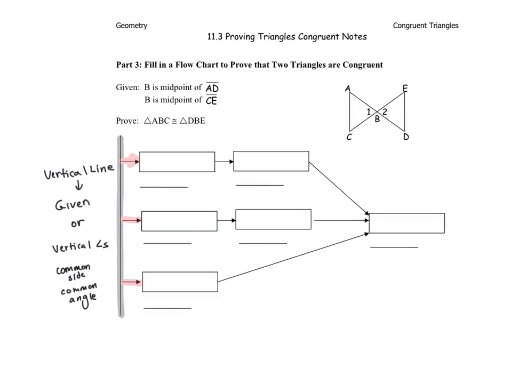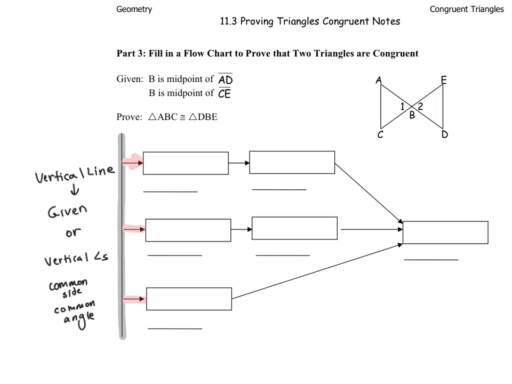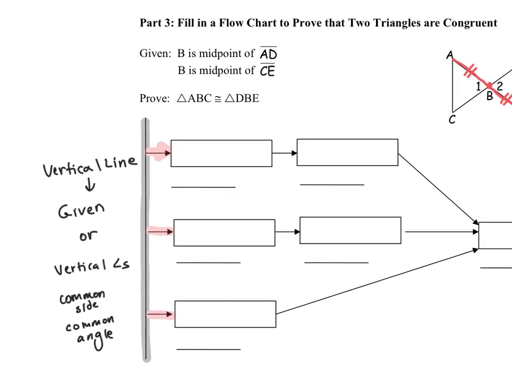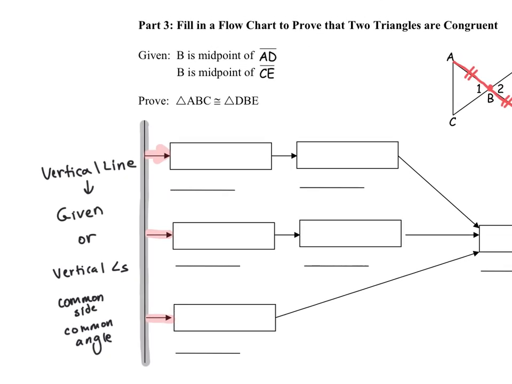So let's look at the given. B is the midpoint of AD. Now remember, if a point is a midpoint of a segment, it means it cuts it into two equal parts. So that means that AB is congruent to BD. So from the vertical line, I have to write the given. You always start with the given or something that you can get from the figure.